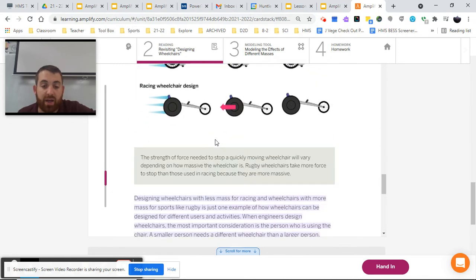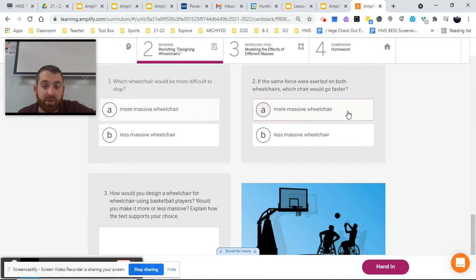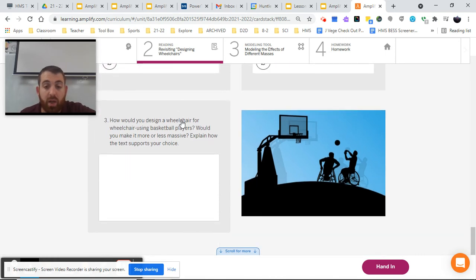When you're done highlighting, you're going to come down here underneath the article and you're going to answer these 2 questions about your understanding of how wheelchairs work in relation to their mass, velocity, and force. Thinking about how those 3 things play into what you're going to be designing. And then last but not least down here is that big question. How would you design a wheelchair for our basketball players?